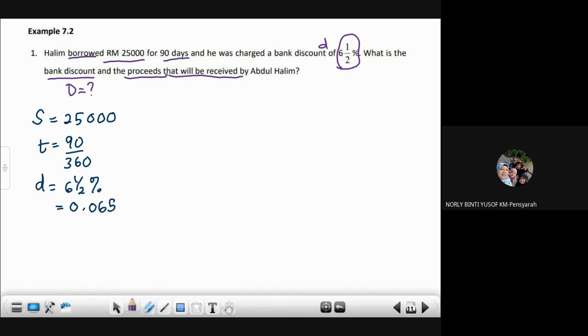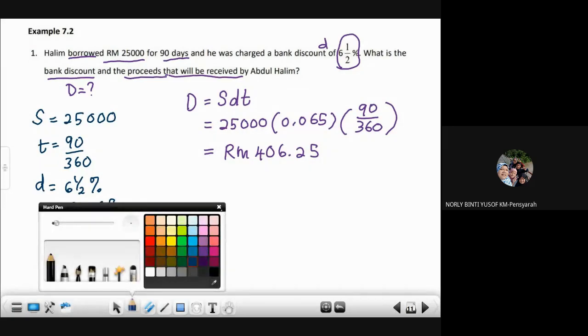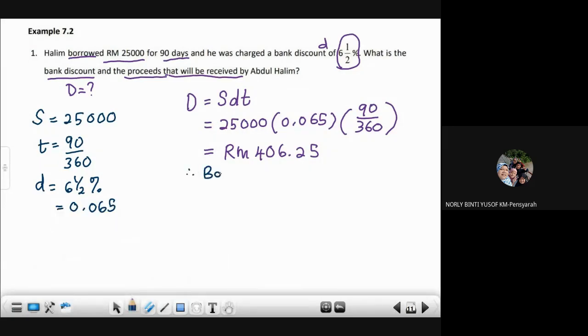Okay, jadi kita cari D. Rumus dia adalah SDT. Diberi dalam exam, just kena guna. So S adalah 25,000 kali dengan D. D adalah 0.065. Darab T 90 per 360. So bila you kira you dapat RM406.25 sen dalam 2 tempat perpuluhan lah. So thus bank discount is RM406.25.